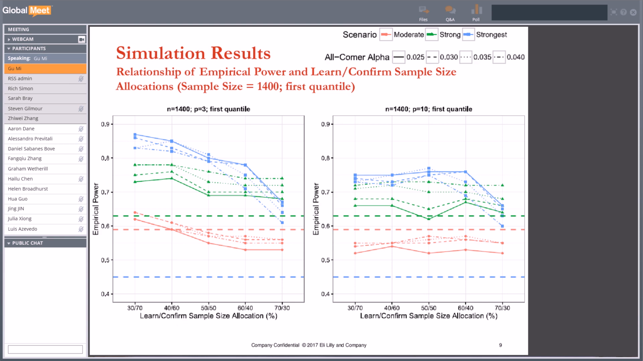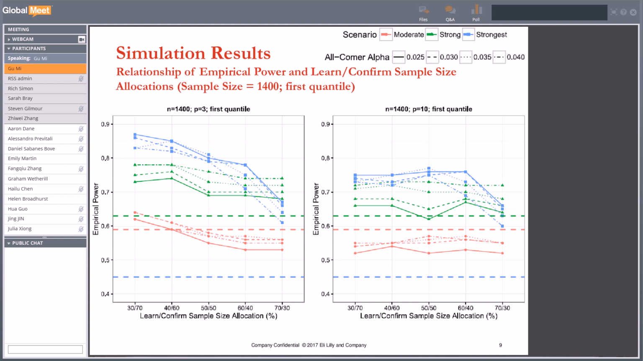Page 9. In the next 3 slides, I will show the simulation results for sample size 1400, where the left panel is for the 3 biomarkers, and the right panel is for 10 biomarkers. Each slide will show 1 biomarker cutoff from the first quantile to the third quantile.